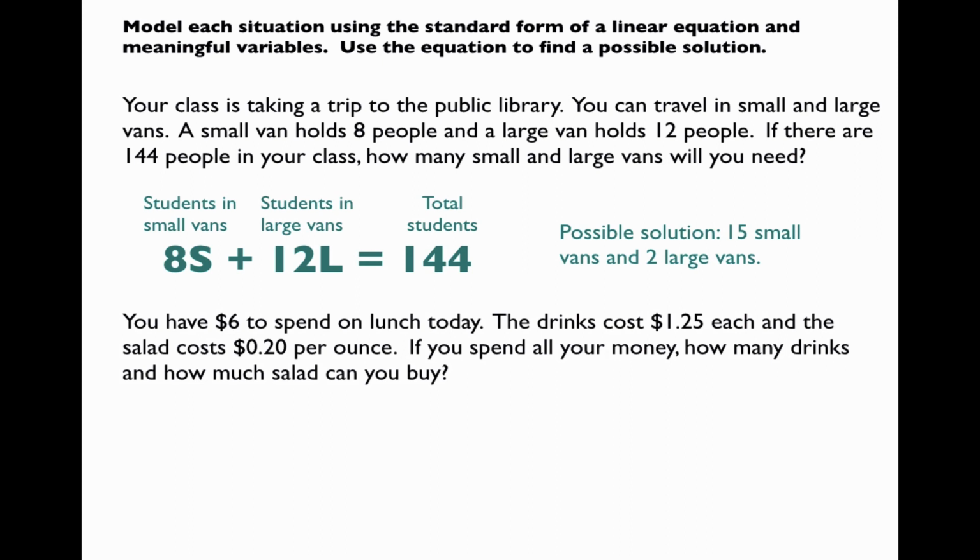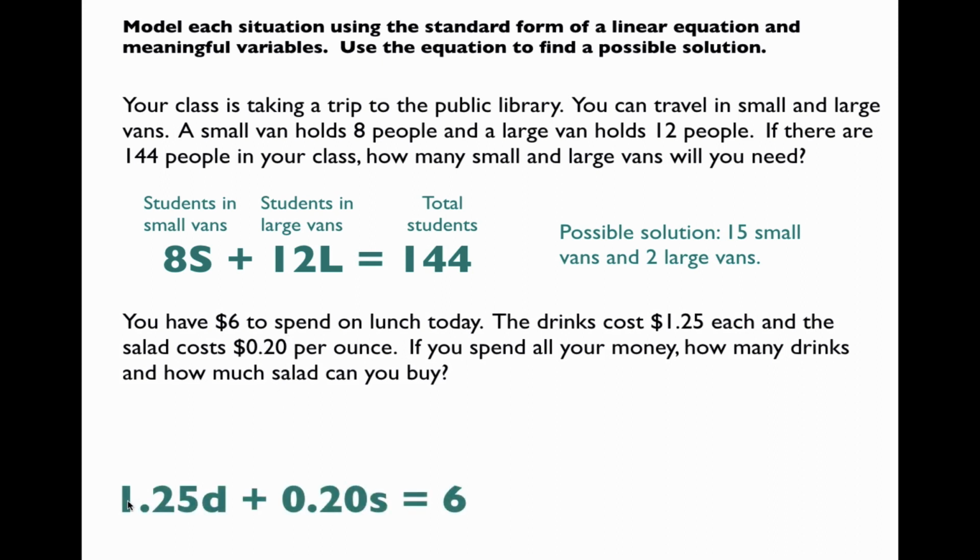So first thing we're going to do is identify our unknowns. What is unknown here? Well, the drinks cost $1.25, but we don't know how many drinks we can buy. The salad costs 20 cents per ounce, but we don't know how many ounces we're going to get. All right, so we need to know the total number of drinks that we order and the total number of ounces. So those are our two variables.